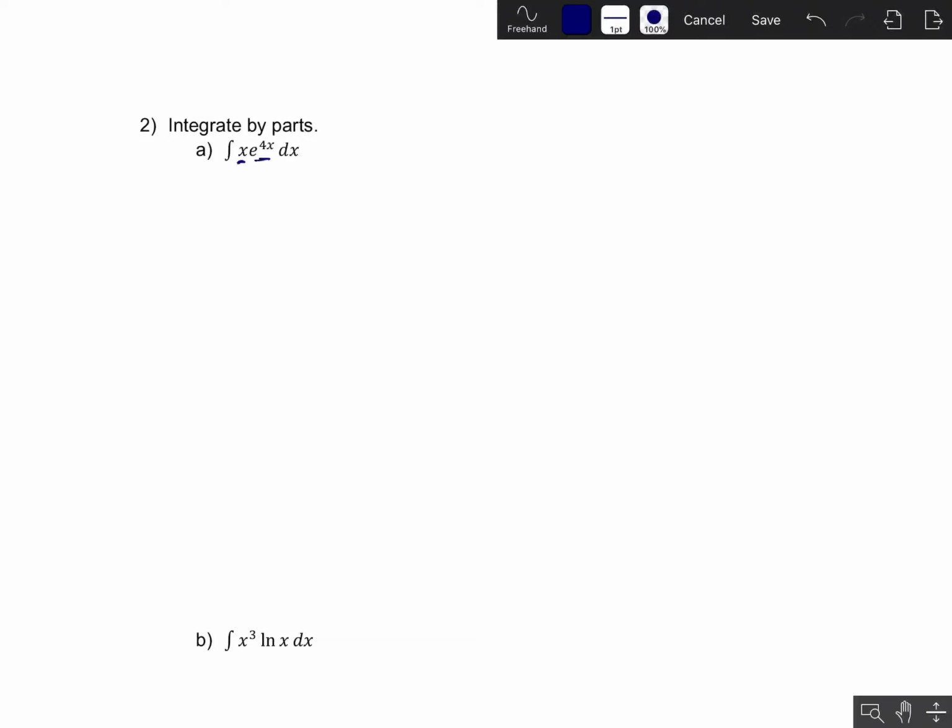So here we have an algebraic function, which is x, times an exponential function. And the algebraic functions are higher priority for our u's. So I would let u equal x, and that means that the rest of this stuff has to be dv. So this is going to be my u, and this is going to be dv. So if u is equal to x, then the differential of u is just the differential of x. So du is equal to dx. And dv is the rest of our integrand. So this would be e to the 4x dx.